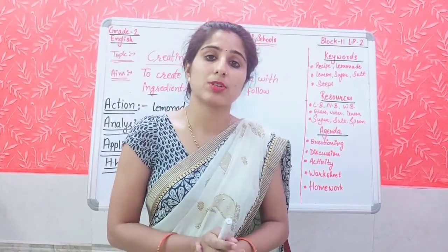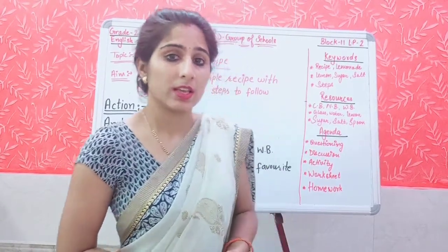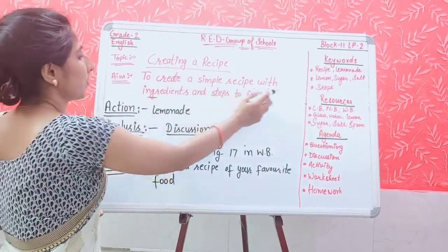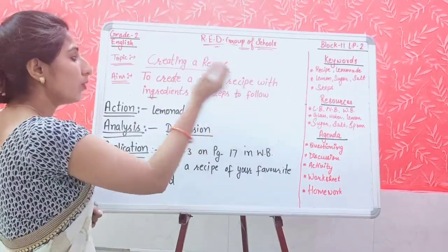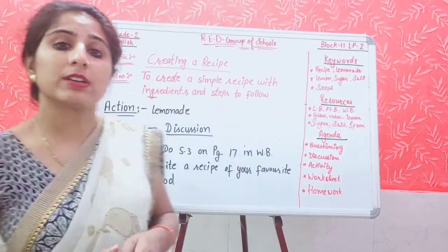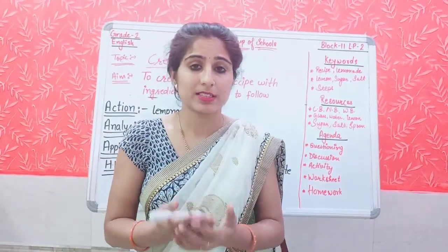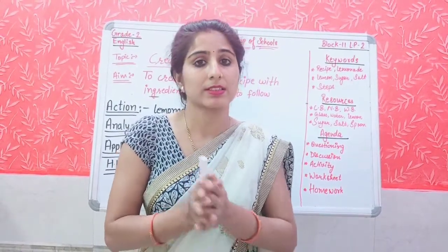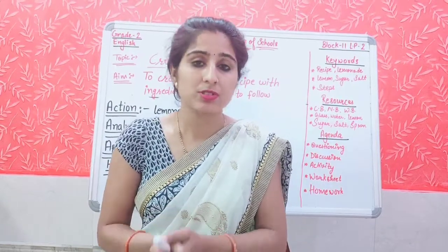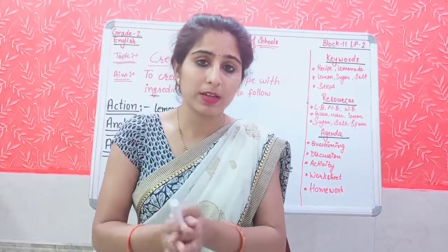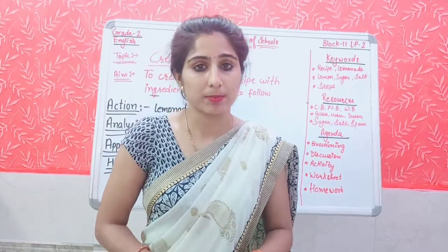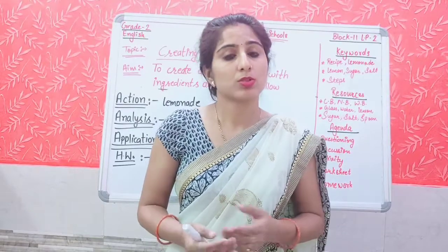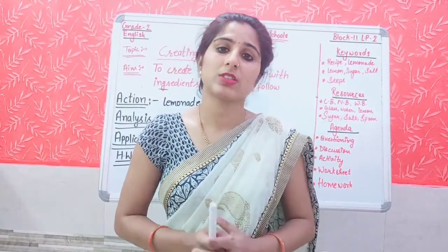Students, at last the summarization part. What have we learned today? Yes, we have learned how to make a recipe, means to create a simple recipe with ingredients and steps to follow. A recipe has 2 parts. In the first part we write the names of the food items and in the second part we write the instructions which are followed by the reader to make the recipe, and the beginning of the instructions should be with the doing words. So this was our today's aim and we have achieved it successfully.